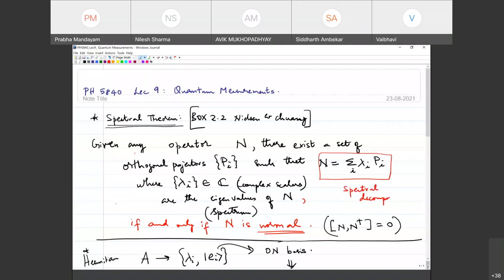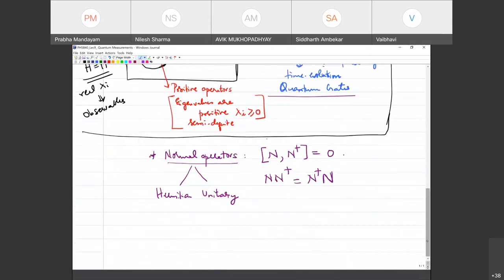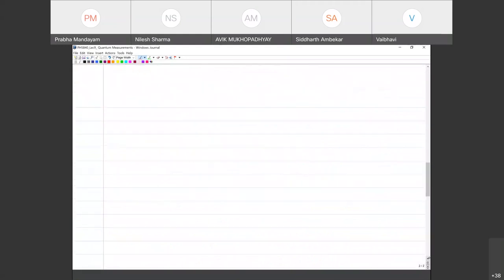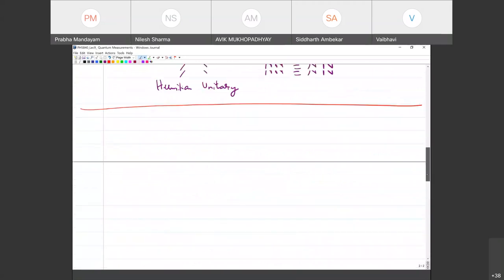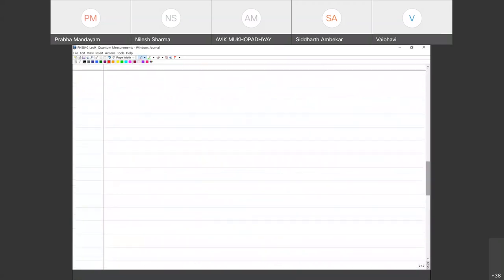So what does one mean by orthogonal projectors? First of all, what is a projector? Now we have seen examples of projectors earlier. So what's a projection operator? Let's discuss this a little bit, because this is at the heart of the measurement postulate after all.